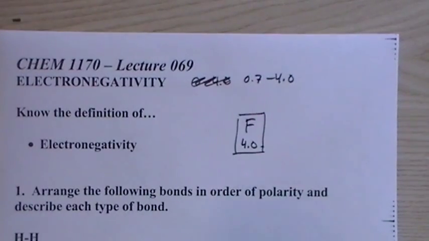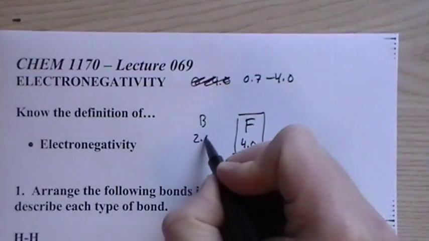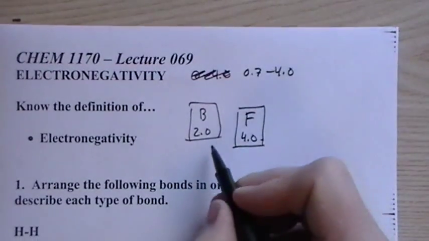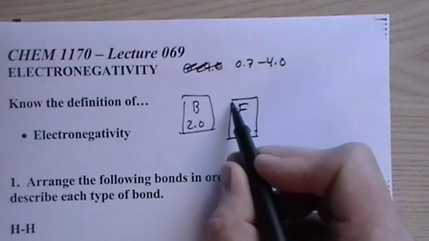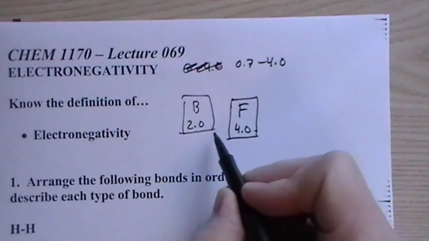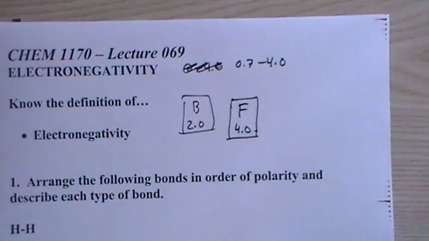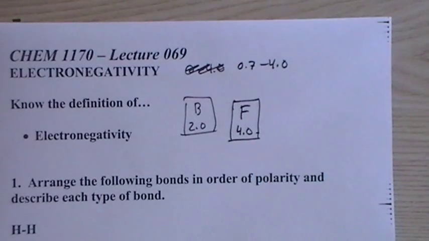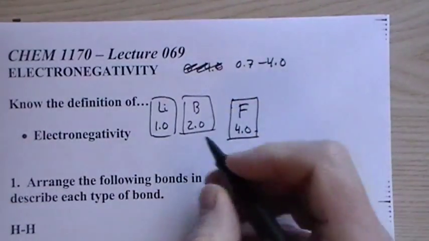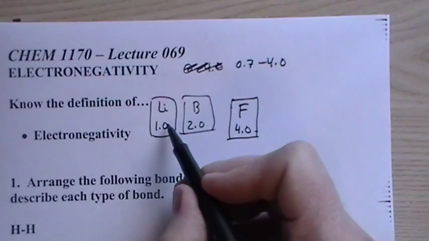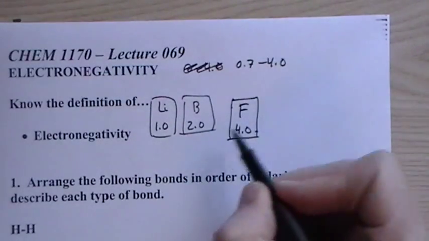And if we look for it, we have boron, which is 2, and we can take this to mean that when fluorine pulls on electrons, it does it twice as strongly as boron. It likes electrons twice as much as boron. Then we have lithium, which is 1.0. So boron likes electrons twice as much as lithium. Fluorine likes them 4 times as much.